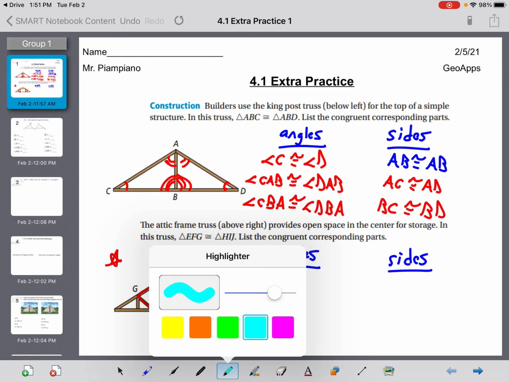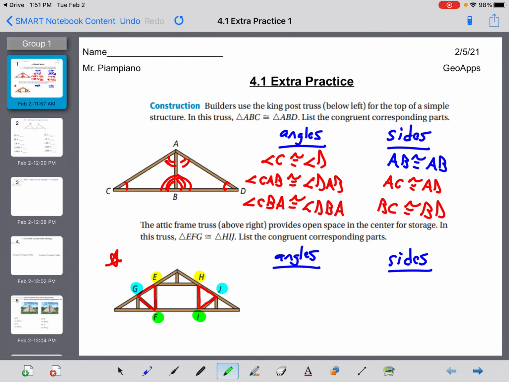Let's try and match them up. E and H, G and J, and F and I. All right. So we'll say the side EG is congruent to HJ. We'll say EF is congruent to HI. And GF is congruent to JI.